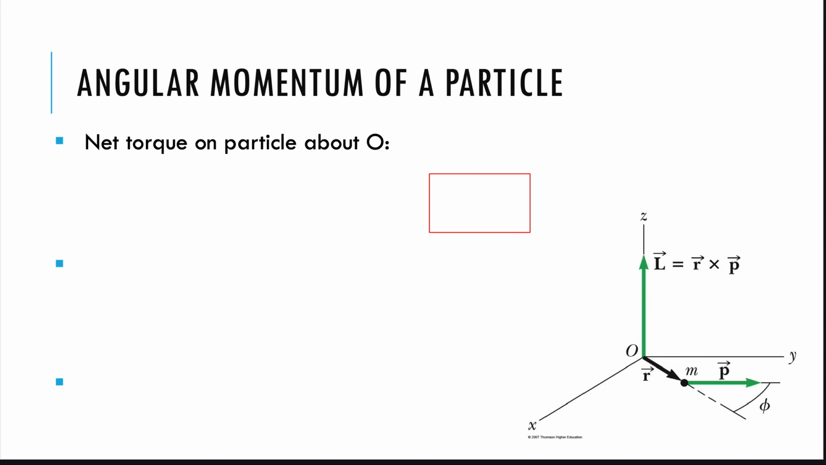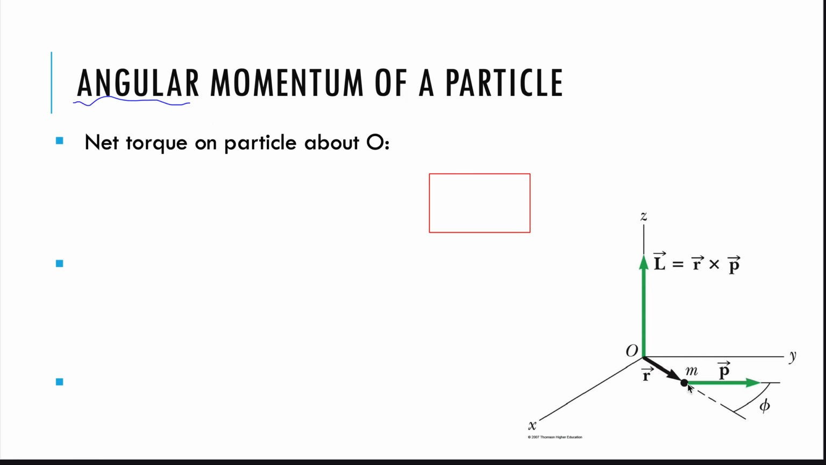Let's look at calculating the angular momentum of a particle. As you can imagine, the angular momentum is just a rotational equivalent of the linear momentum of a particle. So let's see how we can derive this expression.